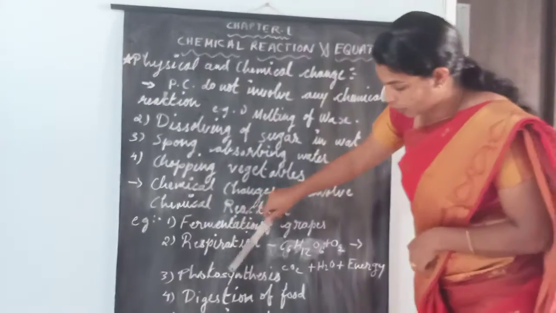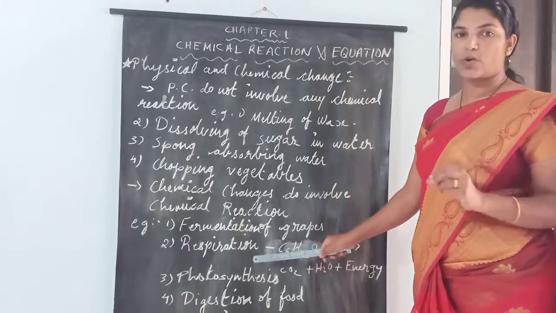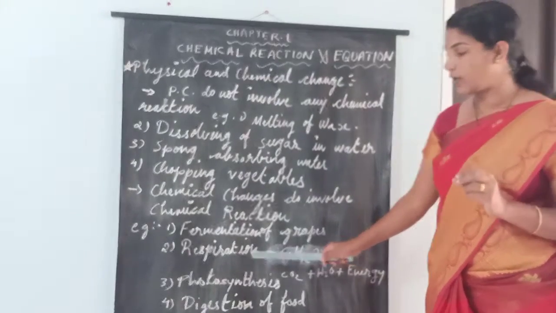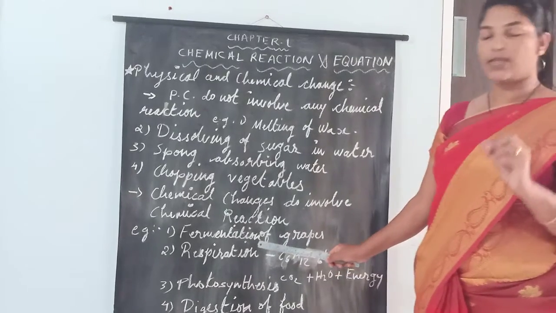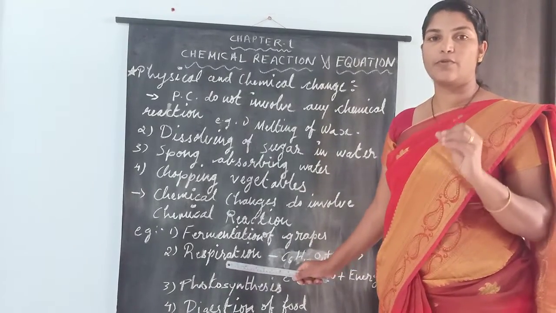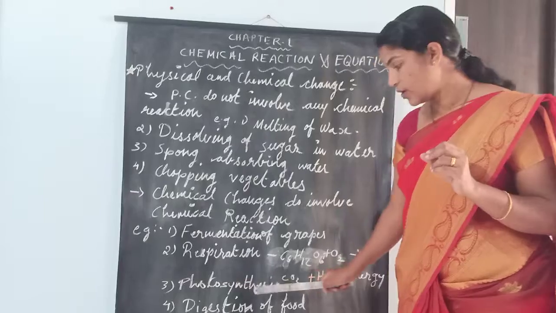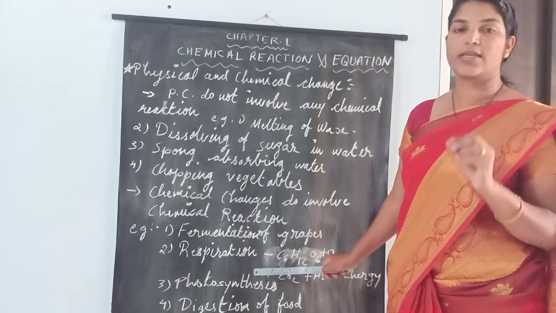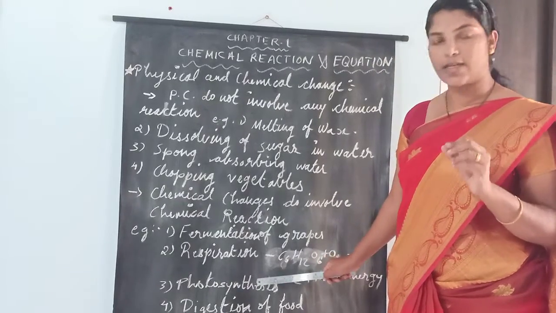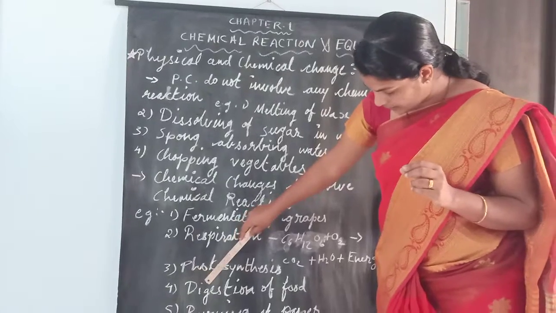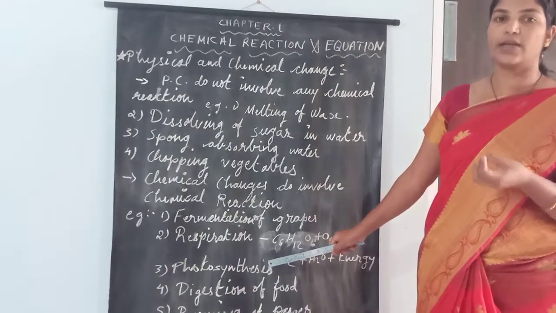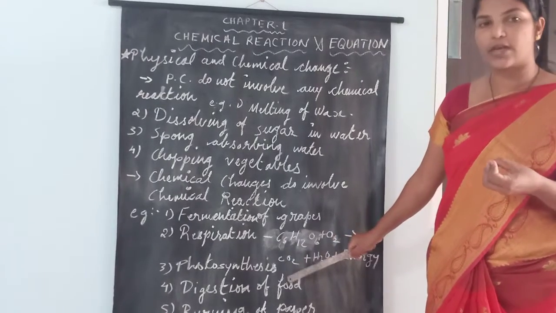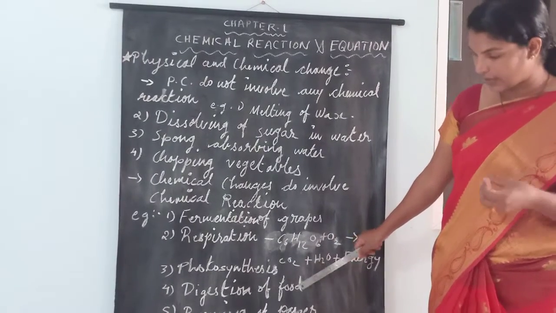The next one, photosynthesis. From the smaller classes onwards you have been learning what photosynthesis is. Photosynthesis is the making of food in plants. Chemical changes take place there too. Next is digestion of food. When we eat food, digestion takes place. That also is a chemical change.